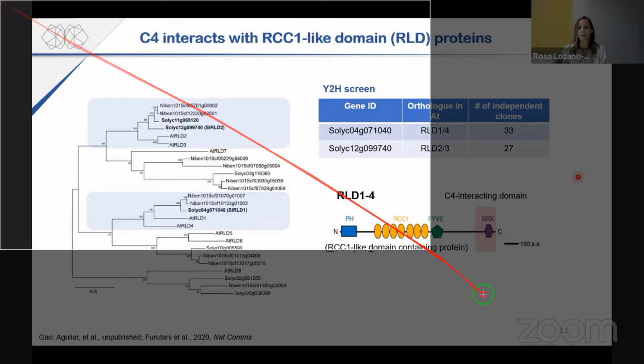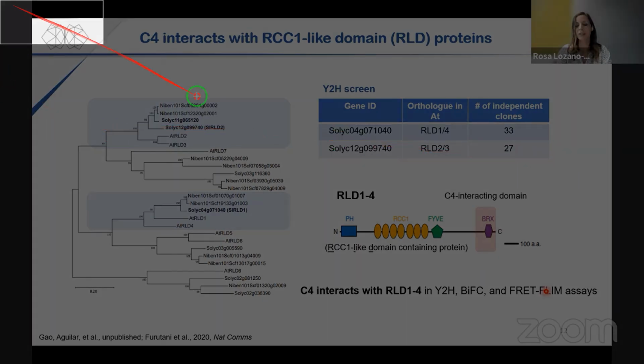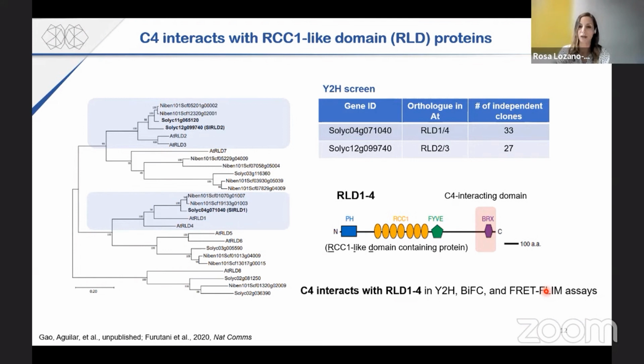These RLD proteins are rather large proteins. They are more than 1,000 amino acids, and they contain a number of different motifs. These motifs include a Brevis radix or BRX motif at the C-terminal part of the protein. And because we got a very decent number of independent clones, this interaction came already mapped, and we know that it is precisely this BRX domain of the protein that interacts with C4. But first things first, we confirmed that C4 can interact with the RLDs 1 to 4 in yeast-2 hybrid, BiFC, and FRET-FLIM assays.